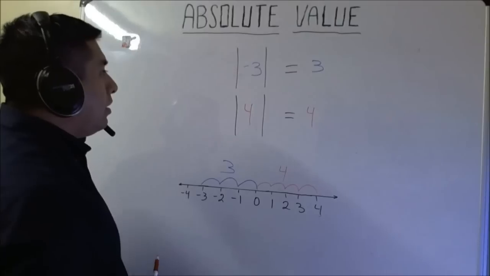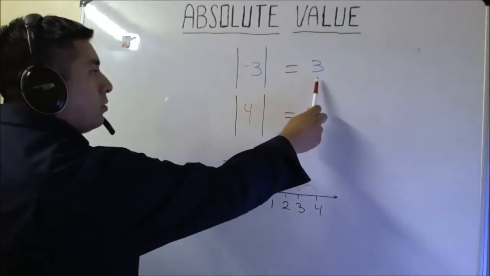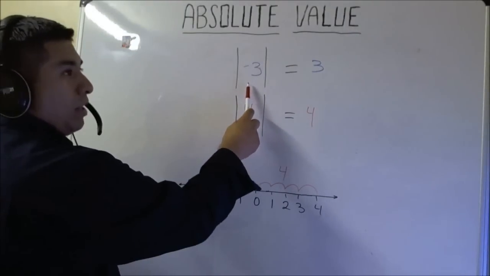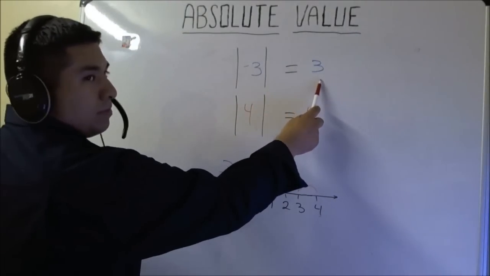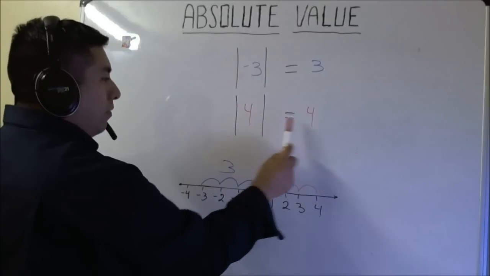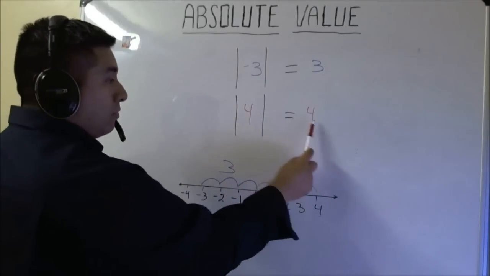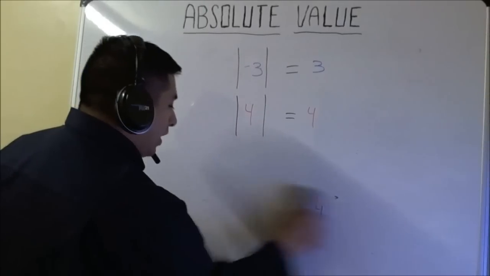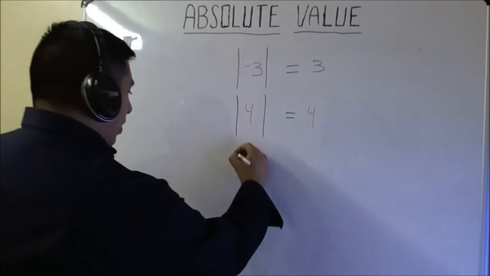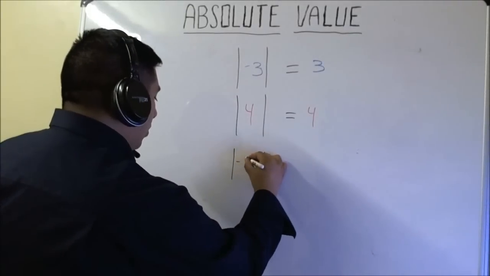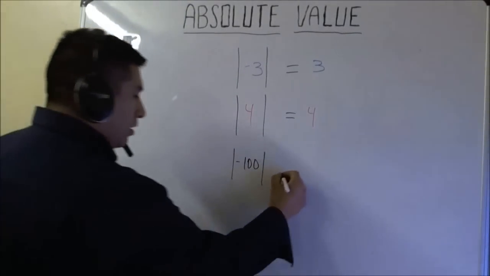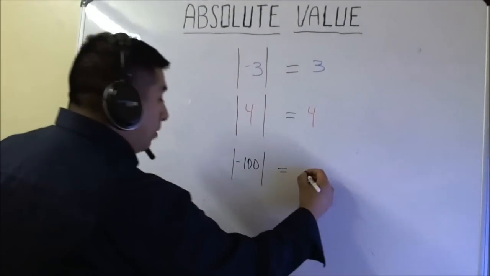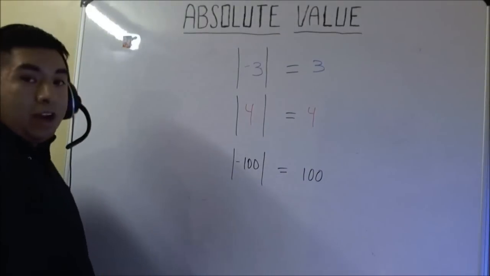Another thing that we can see in these two examples is that the absolute value is the same as the number but positive. Absolute value of -3 is the same number but positive, 3. Absolute value of 4 is the same number, which was already positive, so it's 4. This comes in handy when you want to find out the absolute value of much bigger numbers, such as the absolute value of -100. You can quickly respond by saying that it is the same number but positive, which is 100.